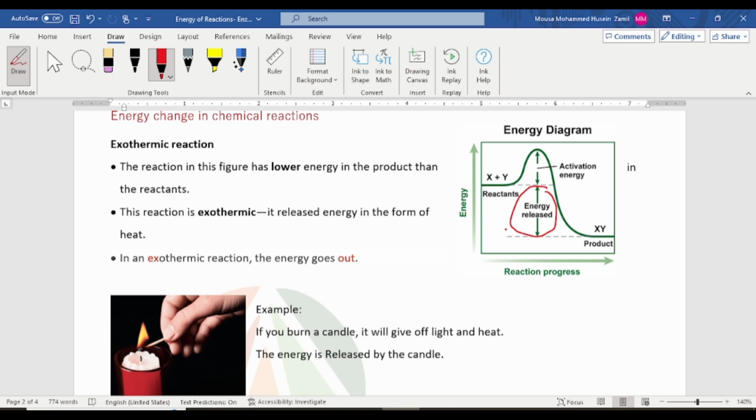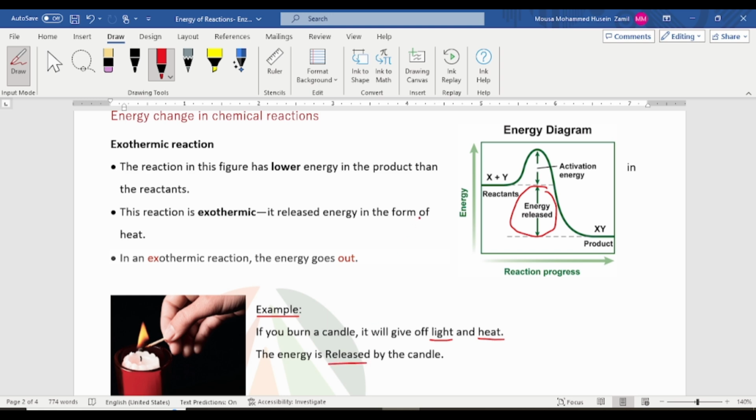How do we know that the energy is released? As you see here in this example about lighting the candle, how do we know that the energy is released? Because you feel the heat, and you also see the light, and light and heat are forms of energy. So this means that this chemical change releases energy.